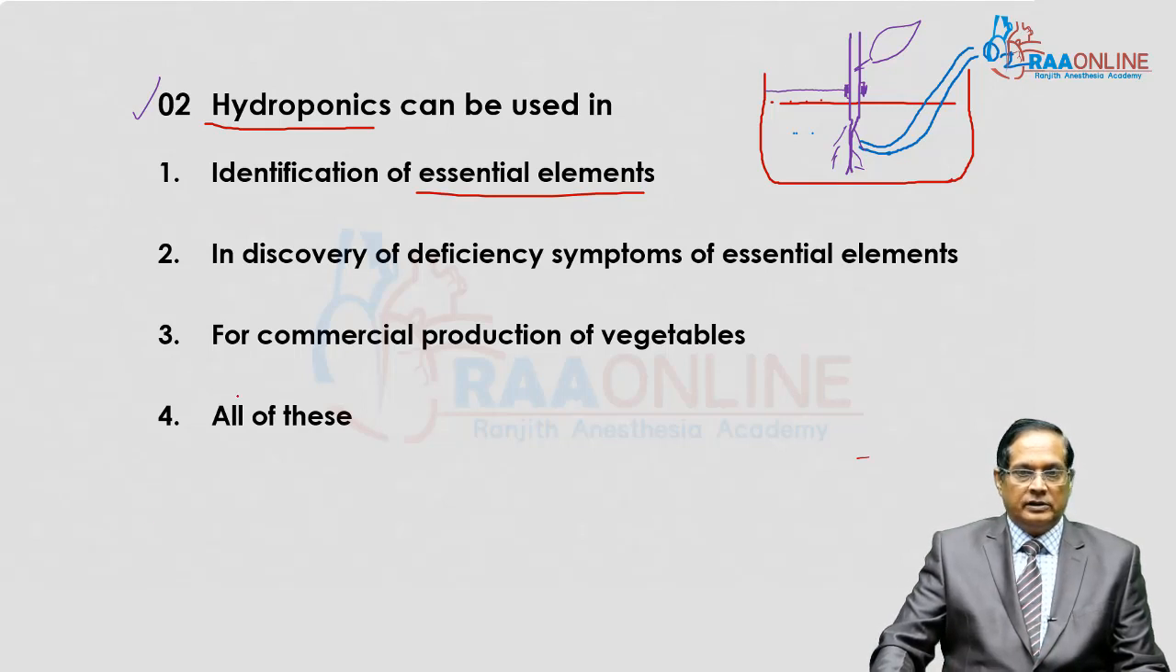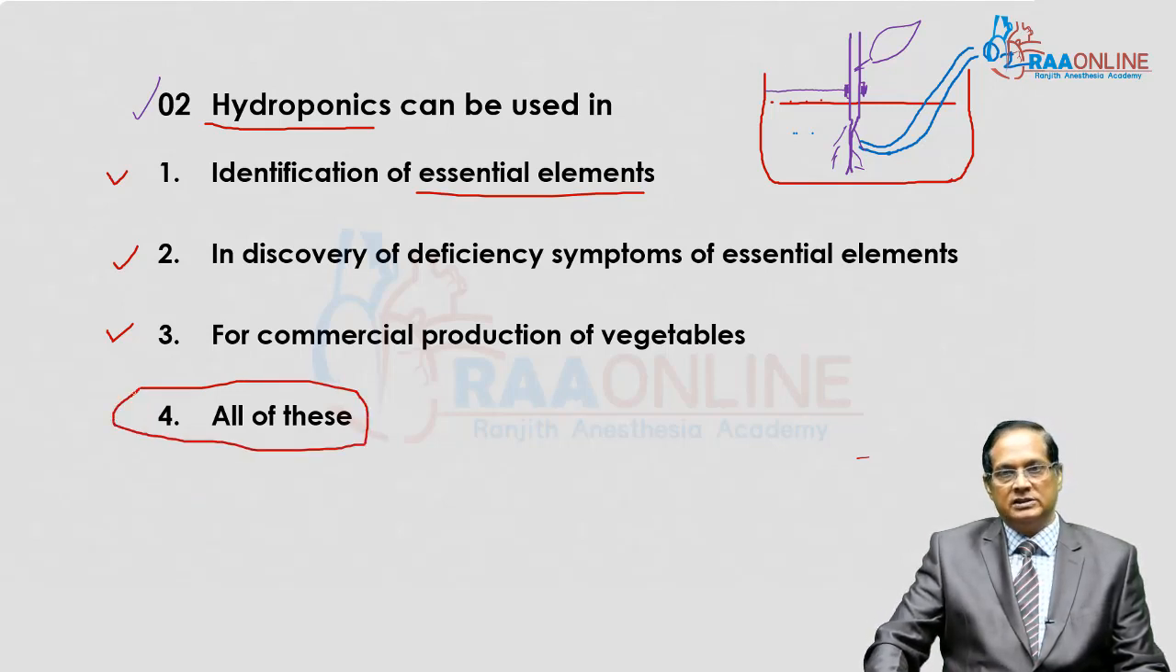Second one, discovery of deficiency symptoms. Yes, it is possible from hydroponics. For commercial production of vegetables, yes, nowadays this method is applied. That's why my answer is the fourth, that is, all of these are right.